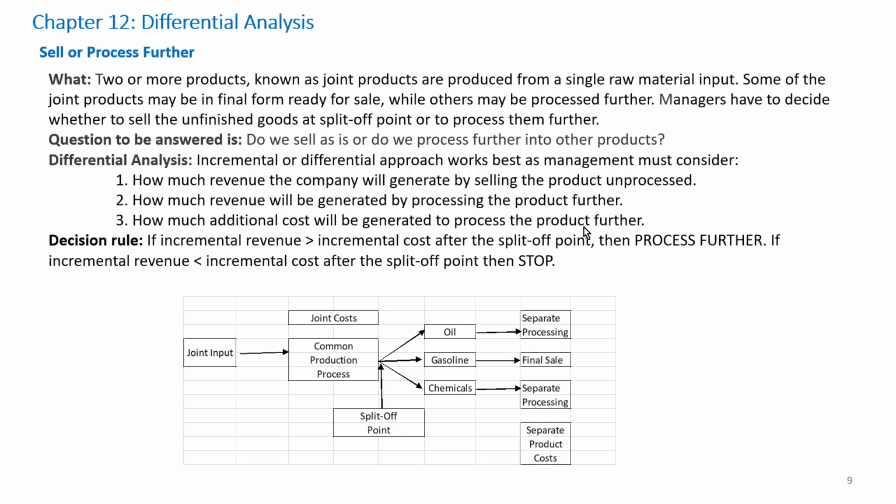The decision rule in this case is that it is profitable to continue processing a joint product after the split-off point, so long as the incremental revenue from such processing exceeds the incremental processing cost incurred after the split-off point. If incremental revenue is greater than incremental cost, then process further. If incremental revenue is less than incremental cost, then stop.